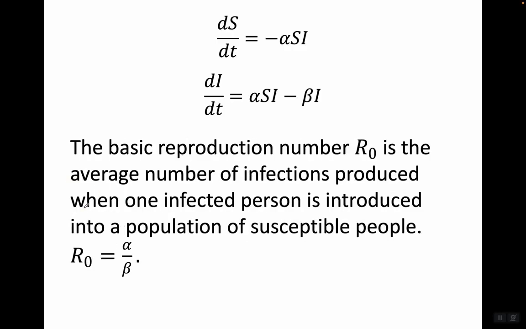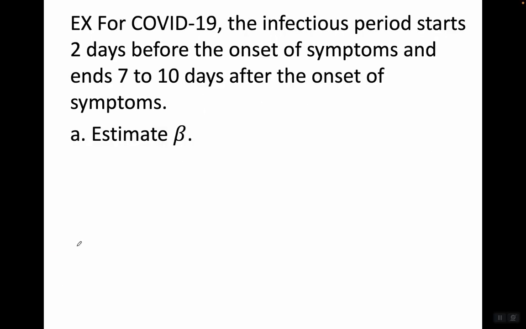The basic reproduction number, R0, is the average number of infections produced when one infected person is introduced into a population of susceptible people, and R0 equals alpha over beta. So this enables us to calculate alpha if we know R0 and beta. And often these just come through collecting data.